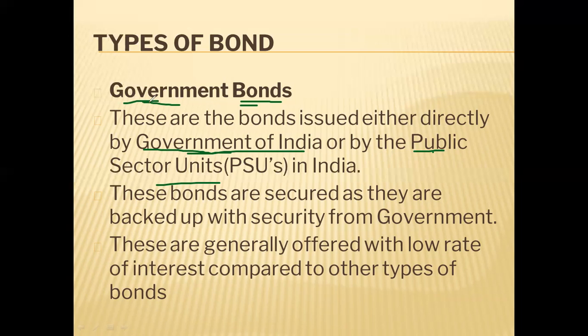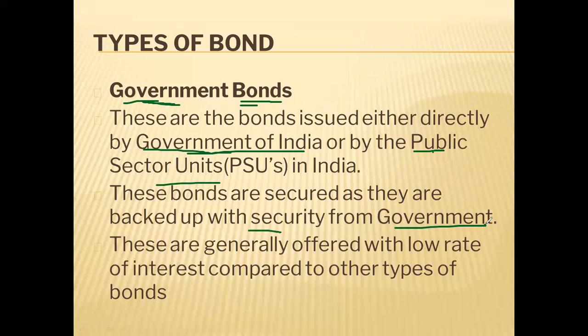So as you can understand, government bonds are highly safe instruments, because the government will never default on payments. Sovereign bonds, that is government bonds, are highly safe instruments because they are backed with the security of the government. In government bonds there cannot be any default risk. You will surely get back your amount.